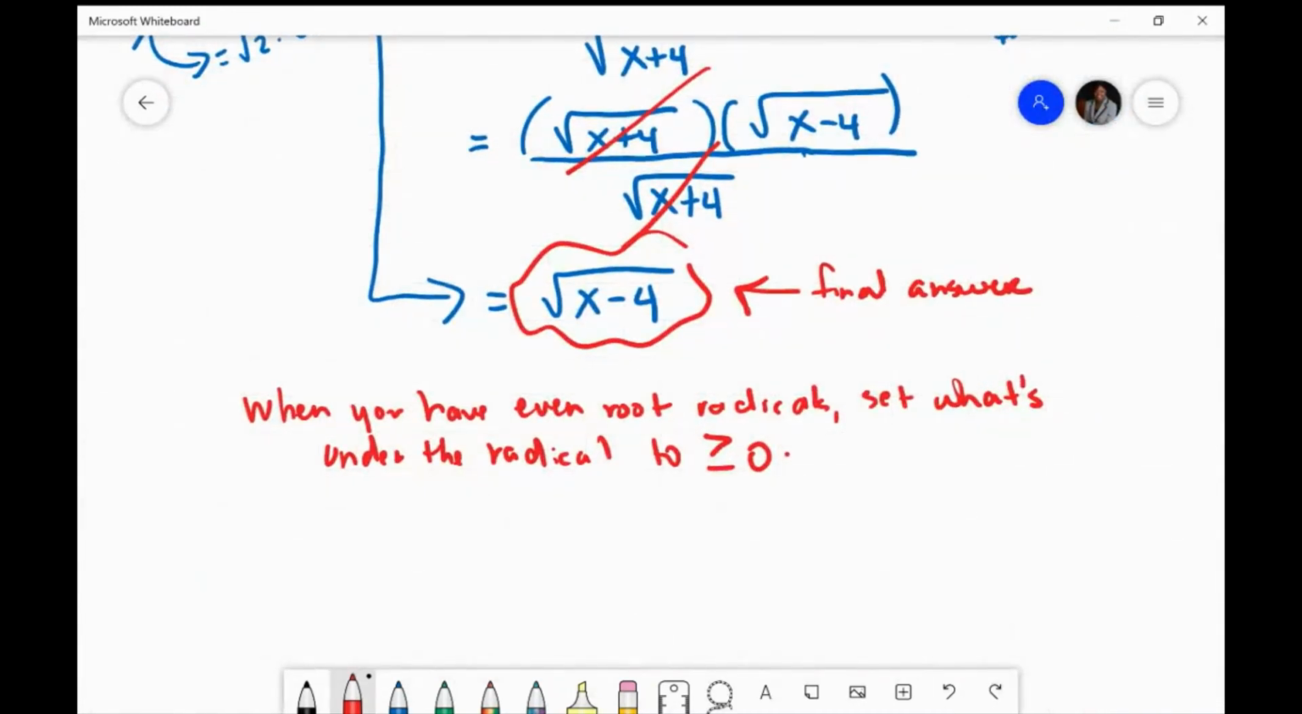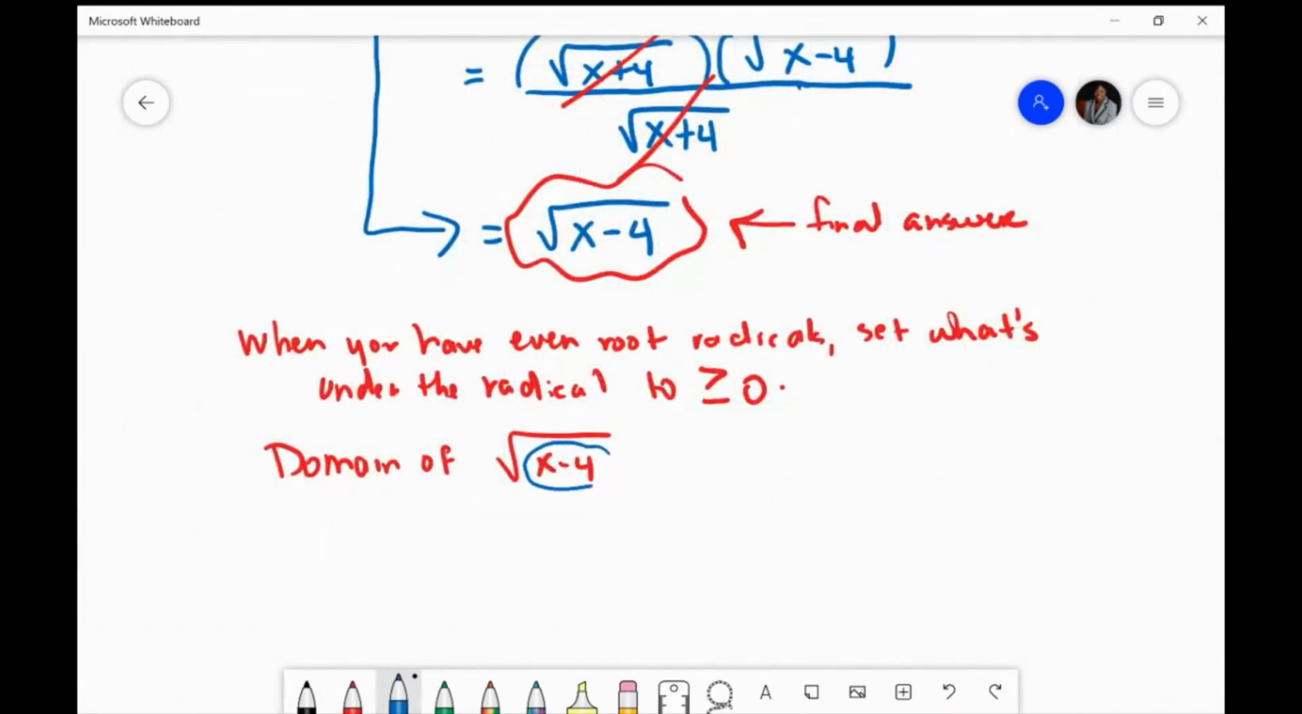Two different situations. This is a radical, square root of x minus 4, right? So the domain will be of square root of x minus 4. First, again, set this under the radical to greater than or equal to 0. Then we will solve for x like that. Plus 4 is plus 4. x is greater than or equal to 4. All right.